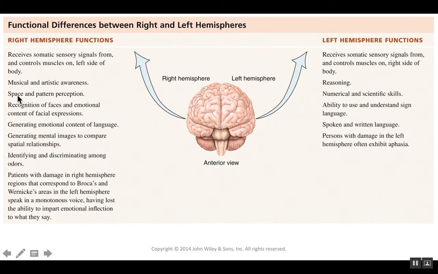Then you've got all these traits that the right side typically is involved with: musical, artistic, space and patterns, facial expression. Emotion is largely right, and you can read through the left being more reasoning, numerical, and scientific skills, and then language. A lot of language is left hemisphere. But take your time, read through this table on your own.